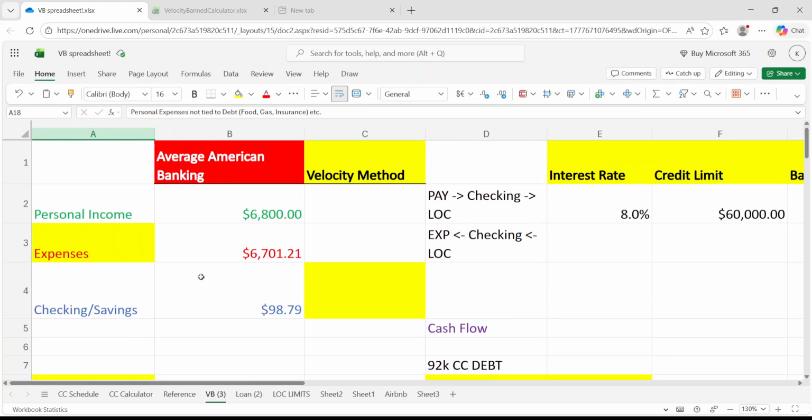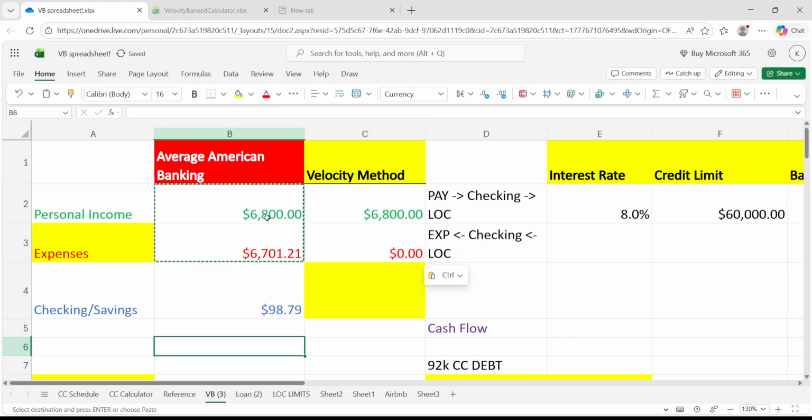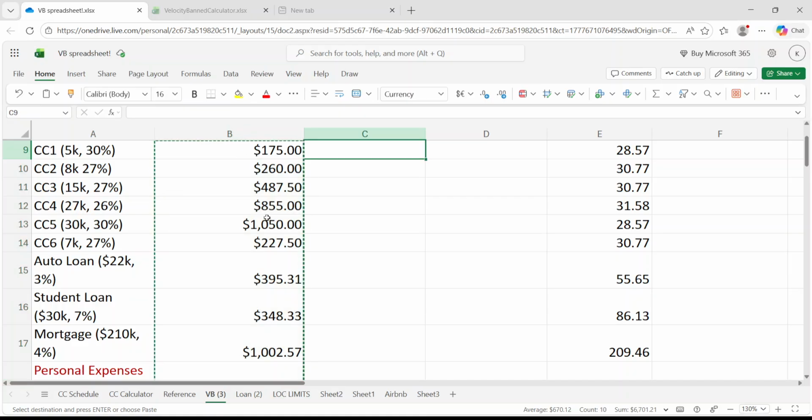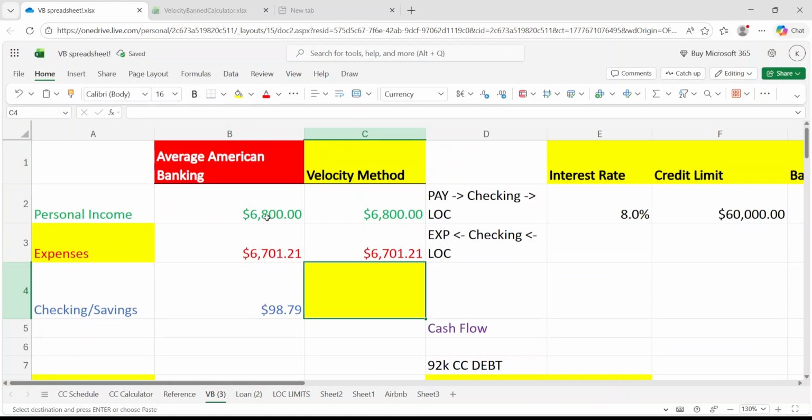And so what we're going to do is copy and paste the income and expenses. So we're assuming that the income and expenses are exactly the same, but our checking and savings is going to be zero, right? A lot of times people act like they're not impressed because, oh, you're just not saving money. Yeah, but you're just not saving money in a way that makes it easy for you to not save money, right?